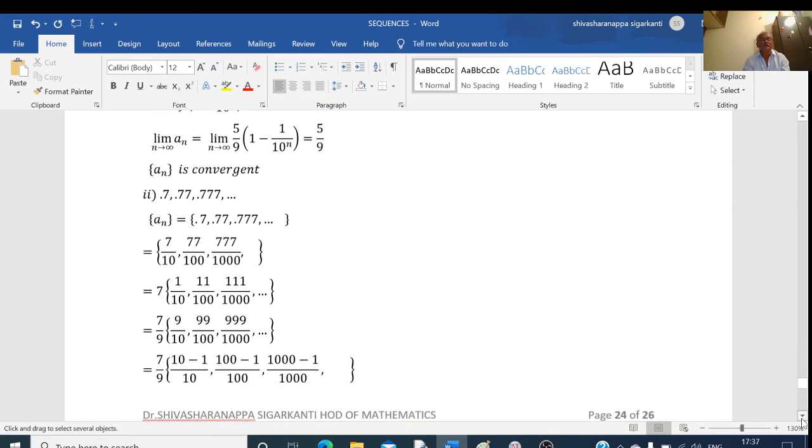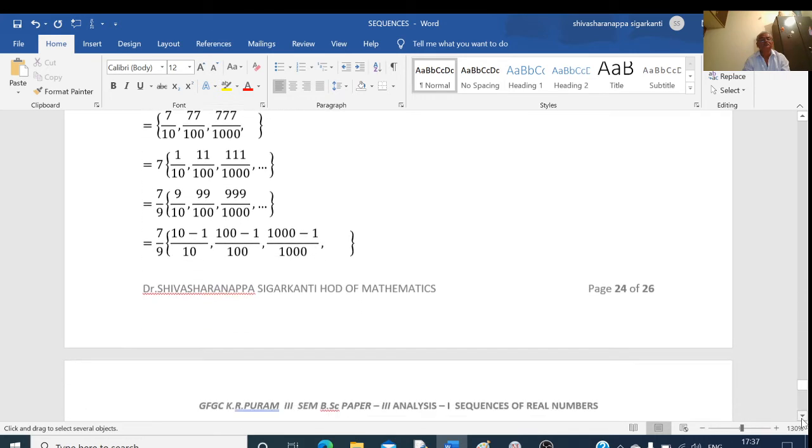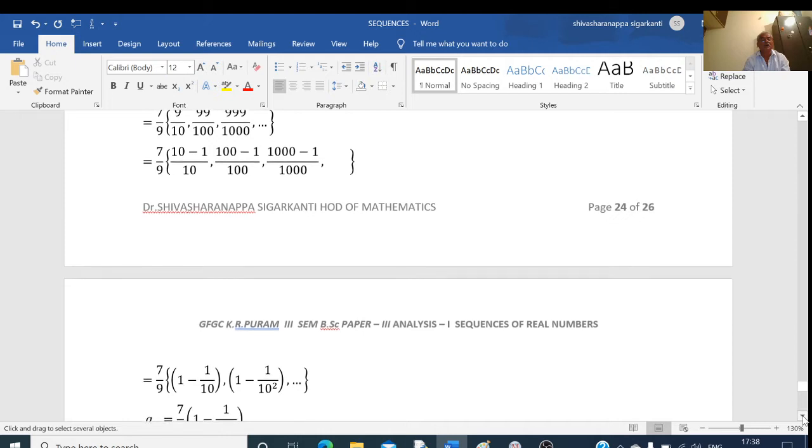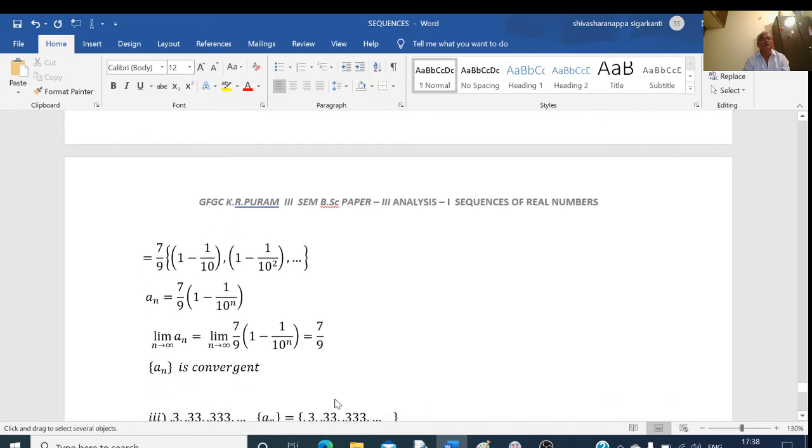Then taking separate denominators, 10 by 10 is 1 minus 1 by 10. This will be 1 minus 1 by 100. This will be 1 minus 1 by 1000. That is 1 minus 1 by 10, 1 minus 1 by 10 square, 1 minus 1 by 10 cube, and so on. Therefore, the nth term is given by a_n equal to 7 by 9 into 1 minus 1 by 10 to the power of n.